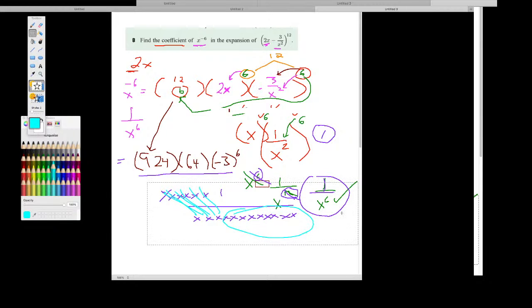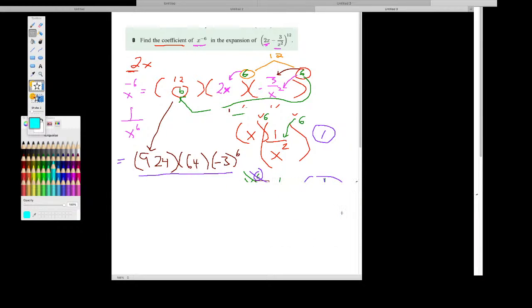So, in the end, Kelia and Tanya and everyone, I think you just need to take this number here. Obviously, it's a calculator question. And you just multiply out this number here, and that will be the coefficient to x to the minus 6.